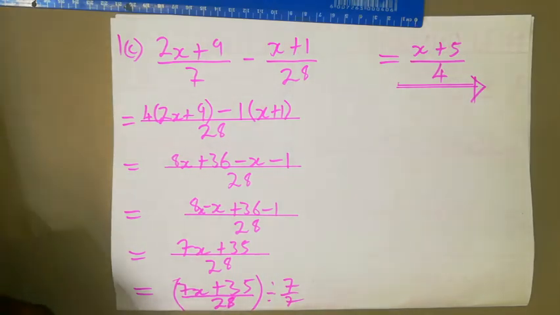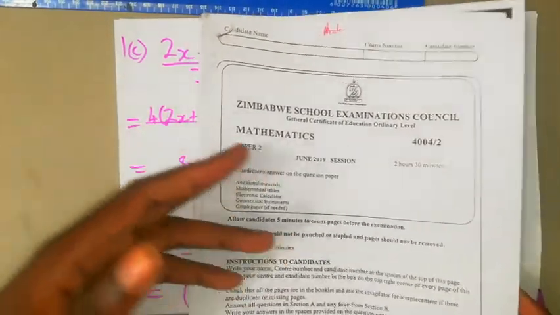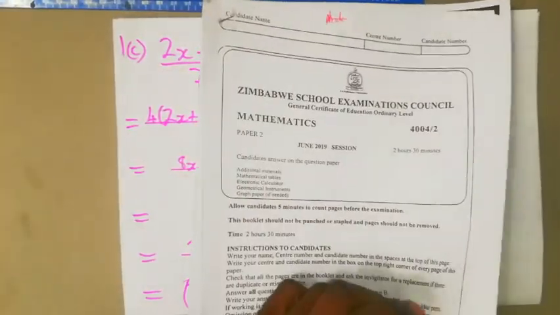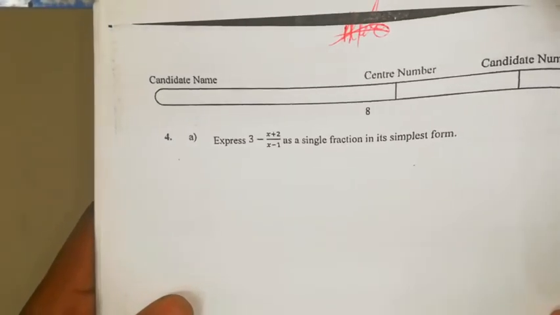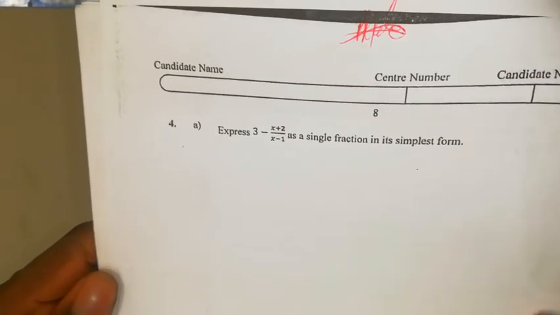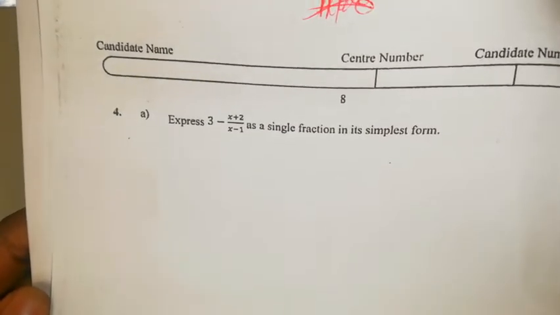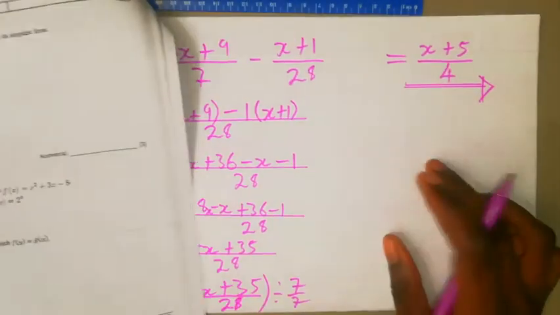Then let me take you to this other question. Let me check in June 2019. This is June 2019, paper 2. I think I have seen it before here. There is the question. It's number 4a. Express 3 minus x plus 2 over x minus 1 as a single fraction in its simplest form. The keyword is express.